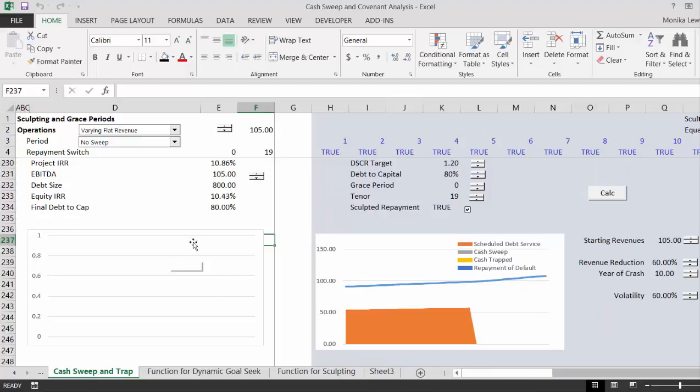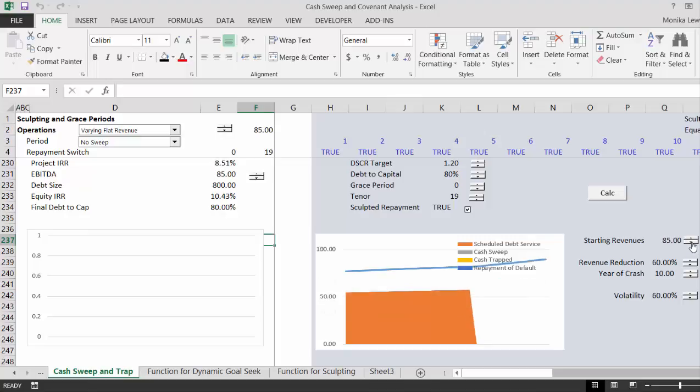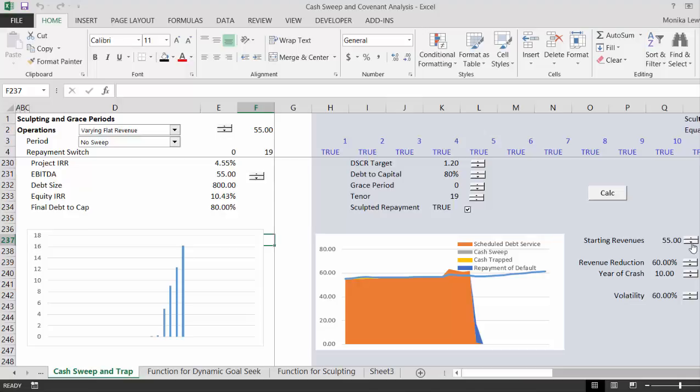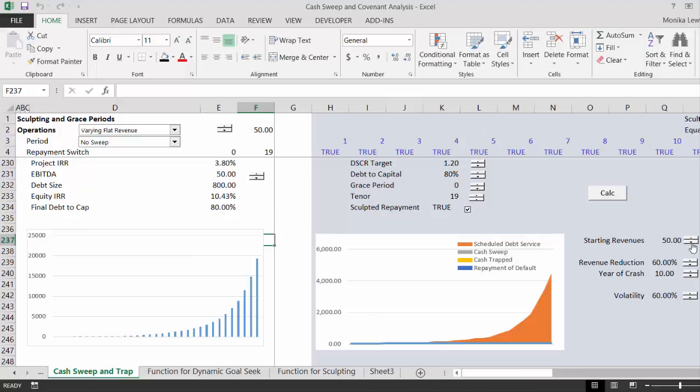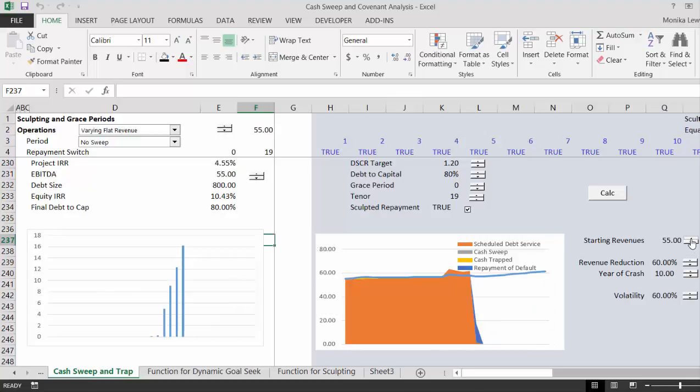I put a graph of the default here and the regular waterfall graph here. And then if we have just varying revenues, let's do a little bit of analysis. If we keep pushing it down, eventually here we trap some cash, and then we keep going down, and we have a default. And then we have another big default. So our break even is about here.